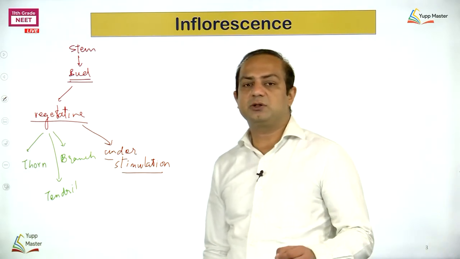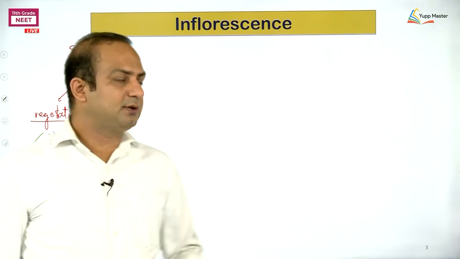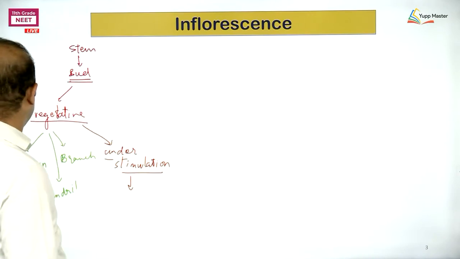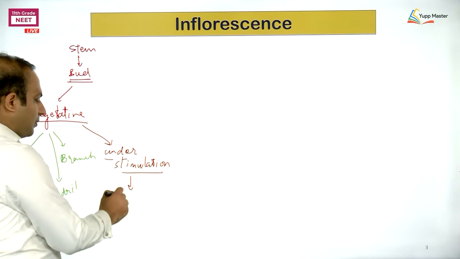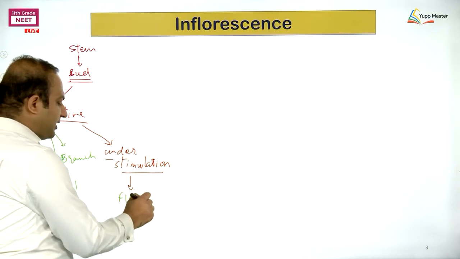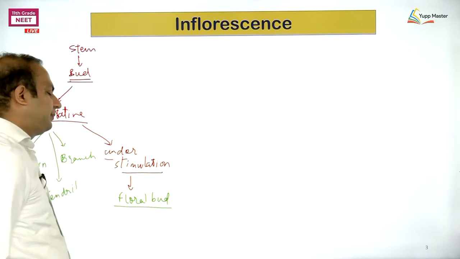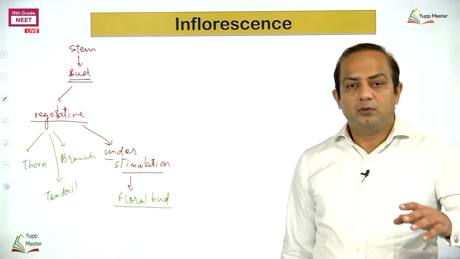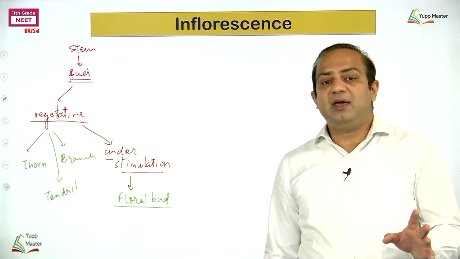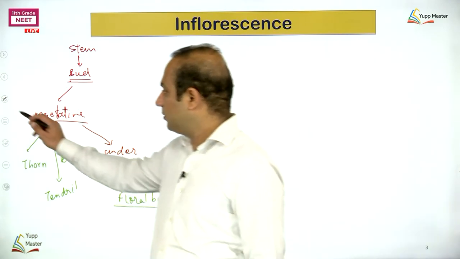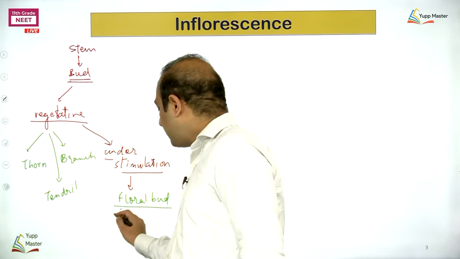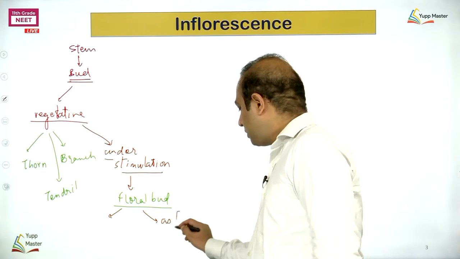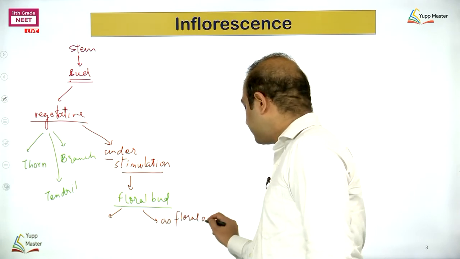So the under stimulation character can be stated or written as that in under stimulation, the situation is going to form floral bud. That's it. Means bear what? Flower. The floral bud means flower. Right? Now this floral bud is going to grow into single flower or maybe into a floral axis. Again, further, I can say this, the floral bud may grow into an axis as floral axis.